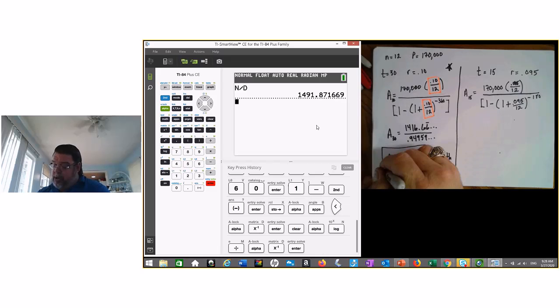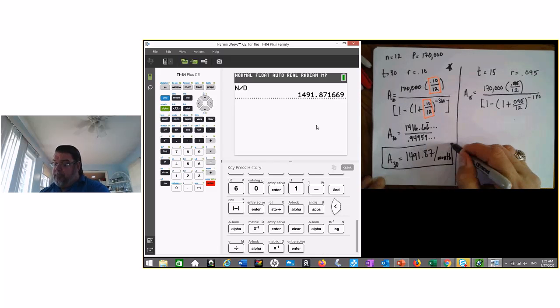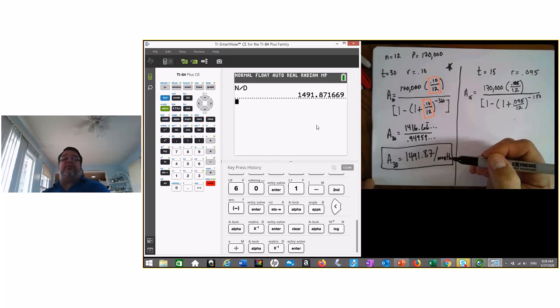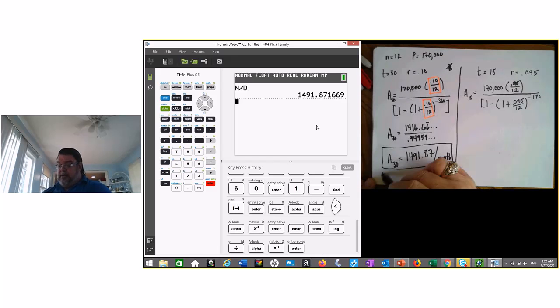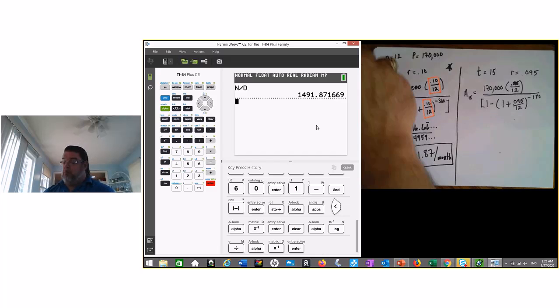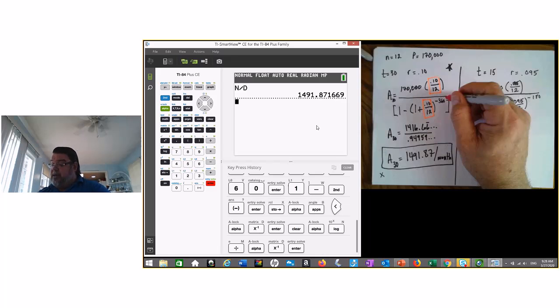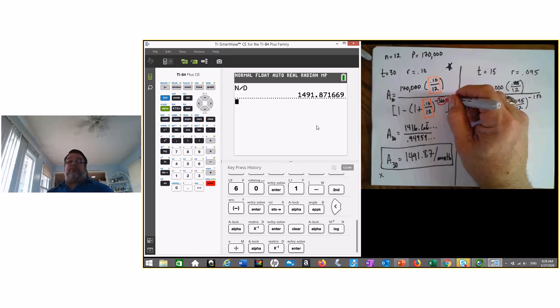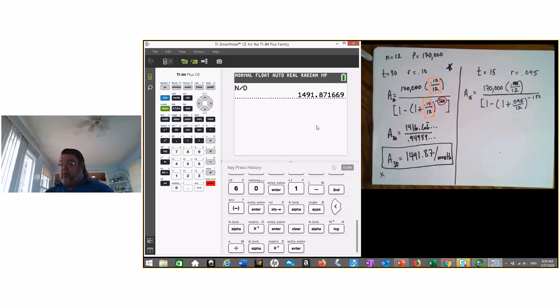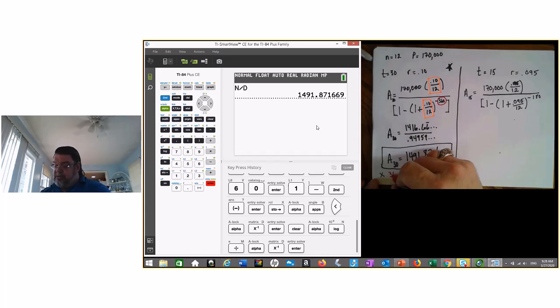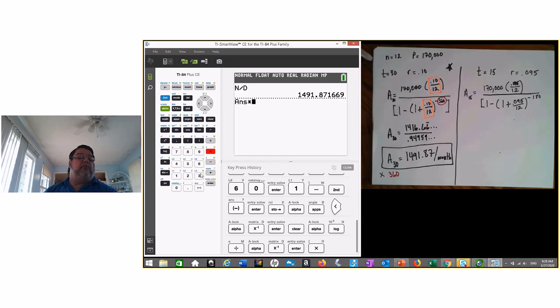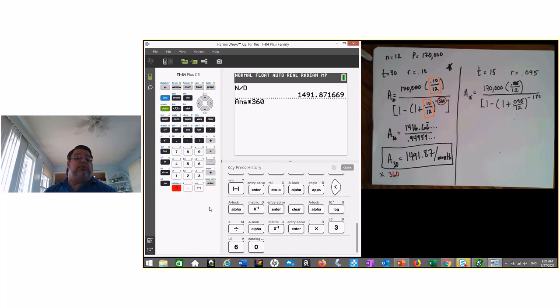Okay, so if you want to know how much you really paid for that house payment, $170,000, you'd multiply by how many monthly payments, because that's basically what that number is right there. At 360, N times T, that's your monthly payments. So you would multiply 1491 times 360, and somebody do that for me. Oh, I can do it right here. Times 360 equals.